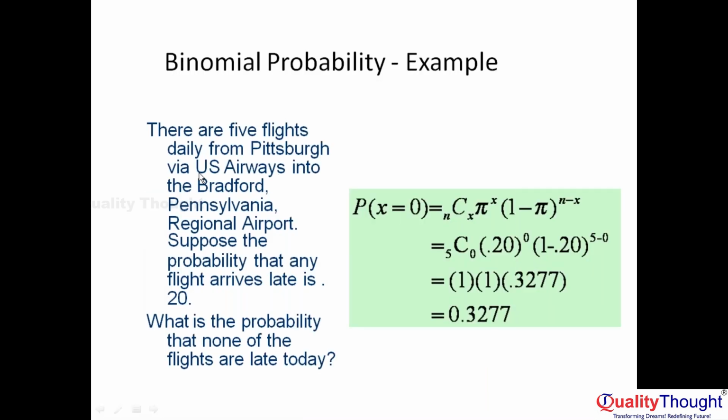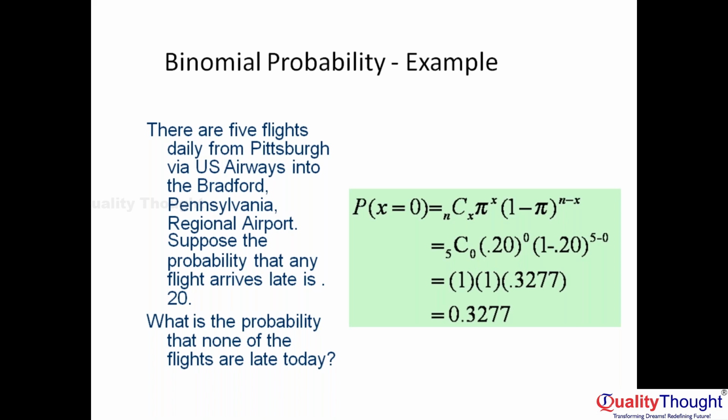Now take a look at this example. There are 5 flights daily from Pittsburgh via US Airways into the Bradford, Pennsylvania regional airport. Suppose the probability that any flight arrives late is 0.20. What do you mean by that? 20% is the probability, right or wrong? 20% is the probability. What is the probability that none of the flights are late today?